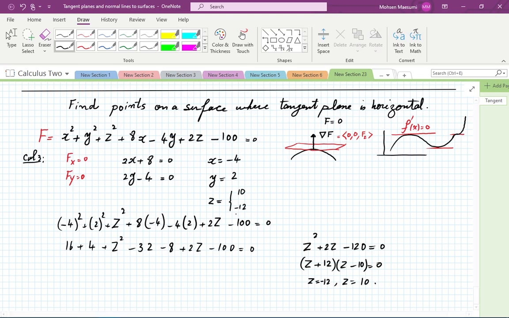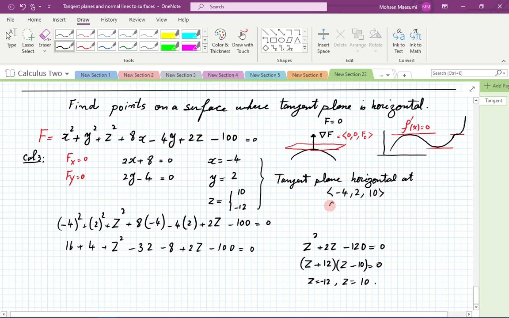At these two locations, tangent plane is going to be horizontal. So tangent plane, let's write it with parentheses, at this point and at the point minus 4, 2, and that was 10, and minus 12.